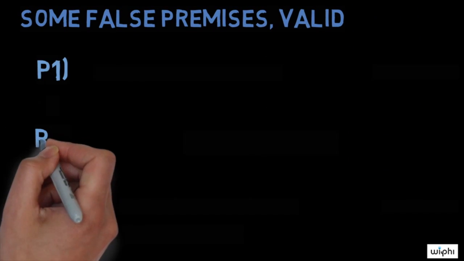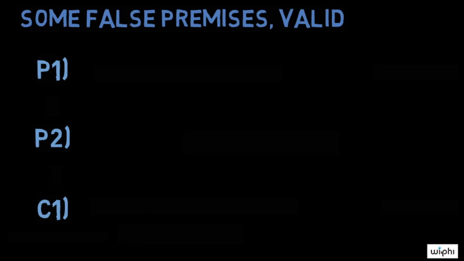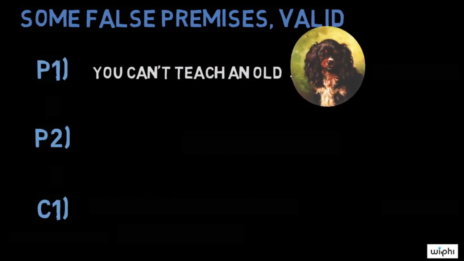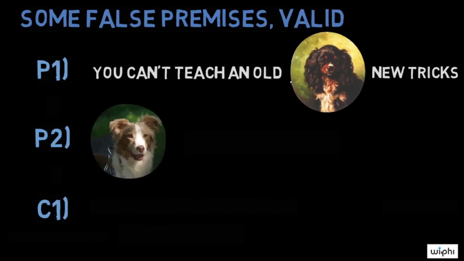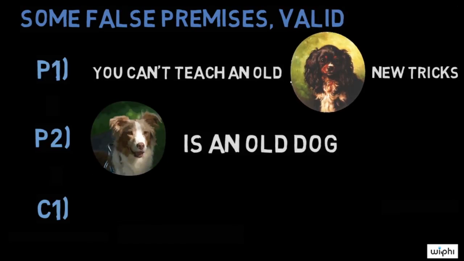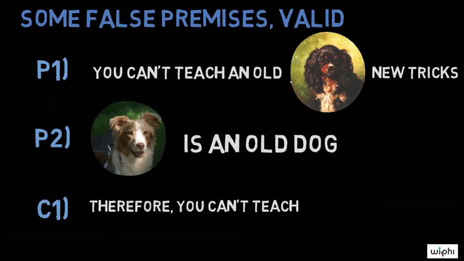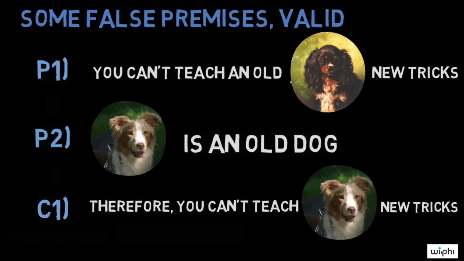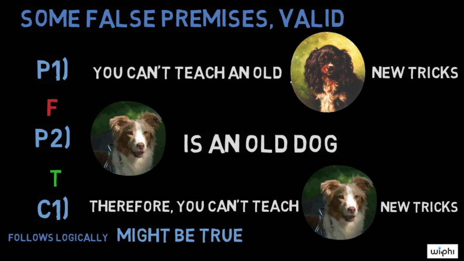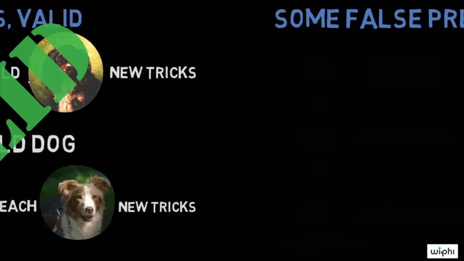We are now going to look at an argument with at least one false premise that is valid. Premise 1. You can't teach an old dog new tricks. Premise 2. Split is an old dog. Conclusion. Therefore, you can't teach Split new tricks. Here, the first premise is false, but the reasoning is valid because the conclusion follows logically from the premises. Notice, too, that just as in the last example, the conclusion of this argument may happen to be true, although the argument does not establish that it is.